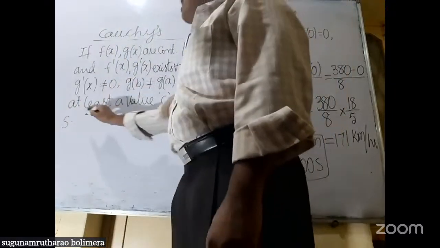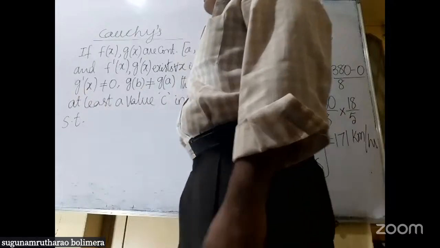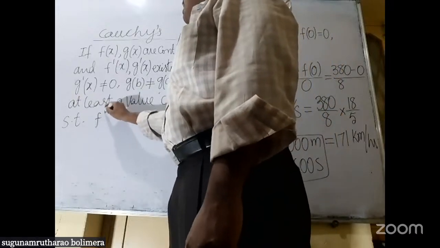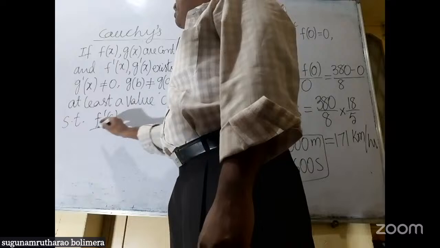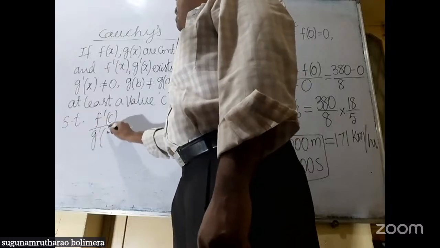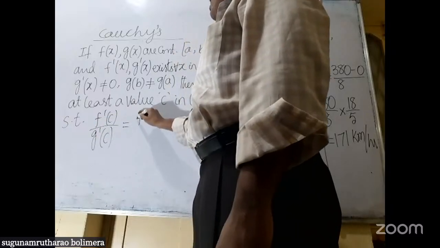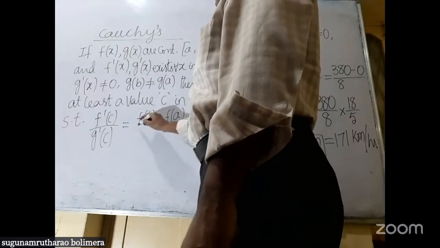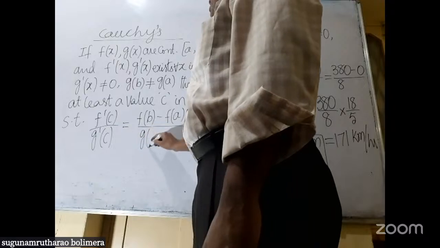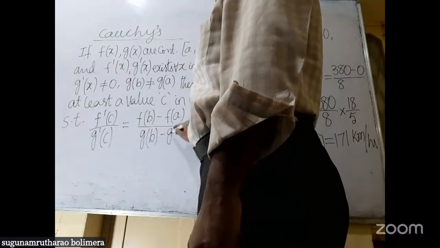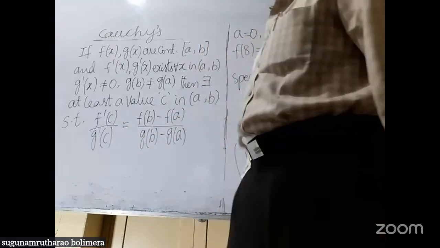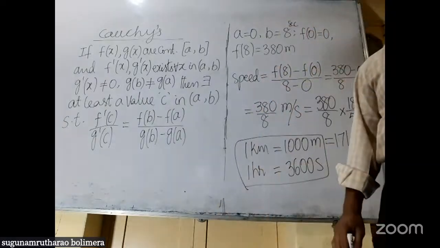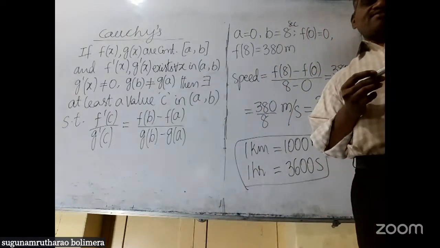such that f dash of c by g dash of c equals f of b minus f of a by g of b minus g of a.